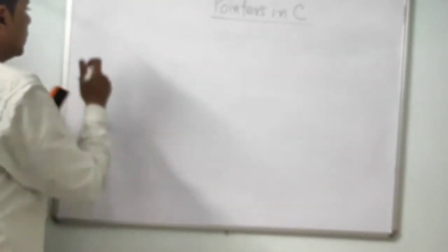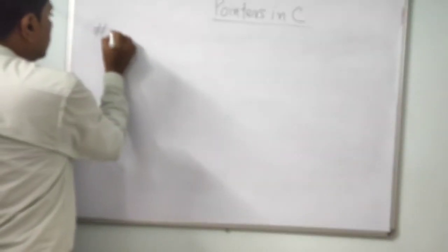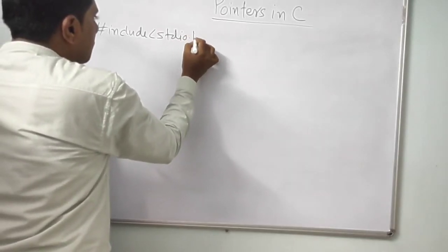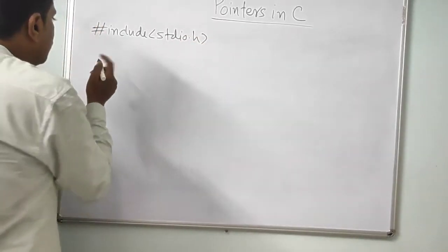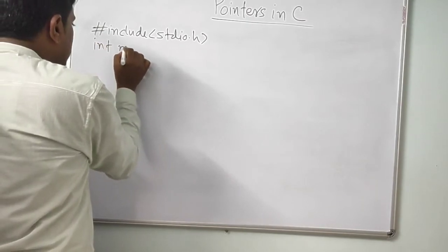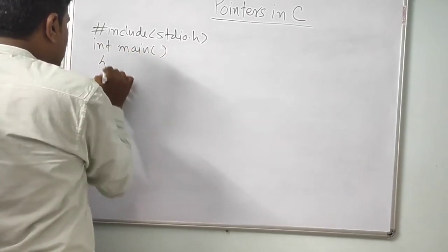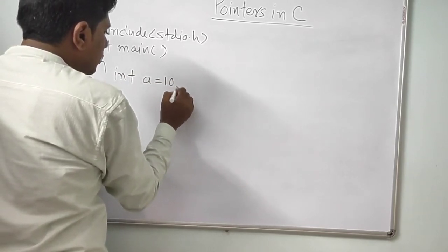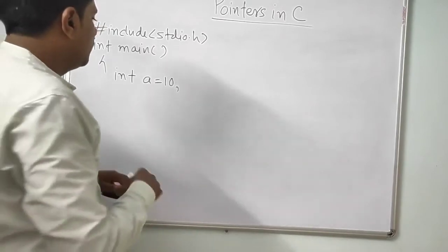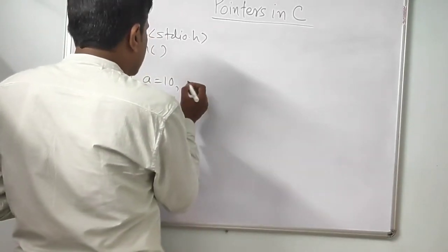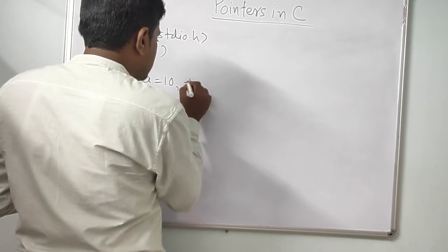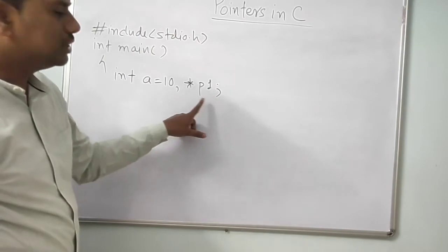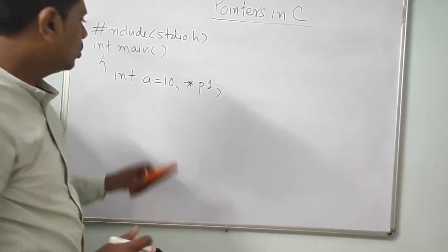So pay attention. Suppose I am declaring the header file as I'm going to print the output. Then there is a main function, and suppose I have declared one integer variable, and then there is a p1 pointer, which is of type integer. So what is the output of this?